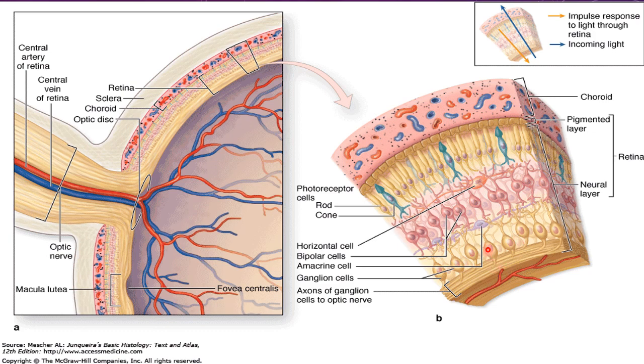Then the inner layers, beyond that inner plexiform layer, are going to be supplied by the branches of the central artery of the retina. Here, as you can see, this central artery of the retina passes into the retina along with the optic nerve. Its branches are going to supply the rest of the area, which is the ganglion cell layer, the inner plexiform layer, and the bipolar cells. So that's how this gets its blood supply.